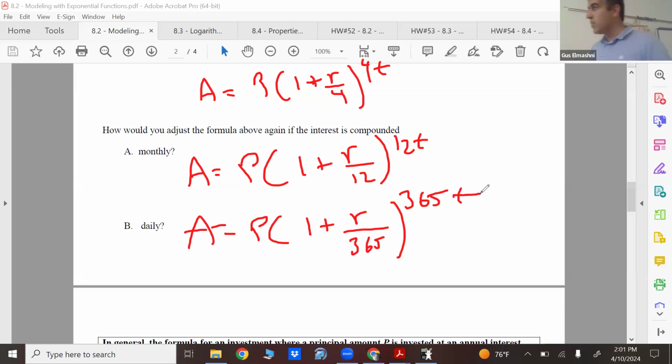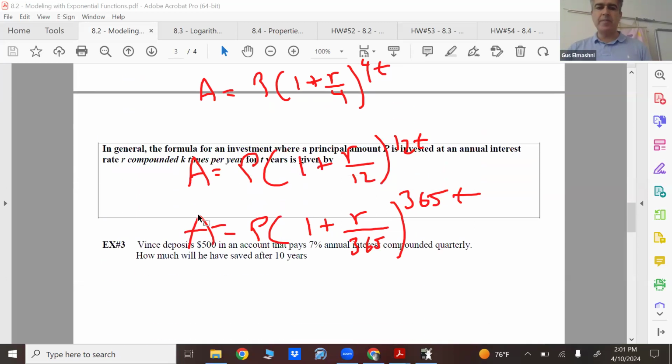And so daily looks really nice, right? Like, wow, I made money every day. But the rate is such a trade-off. Yes, this will be a little bit more money than monthly or quarterly, but it's not that much difference as you'll find when you work it out. Yes, you raise it to a bigger exponent, but the base itself gets smaller. So it's a trade-off between the two. Does that make sense? Yes, that's the formula there.